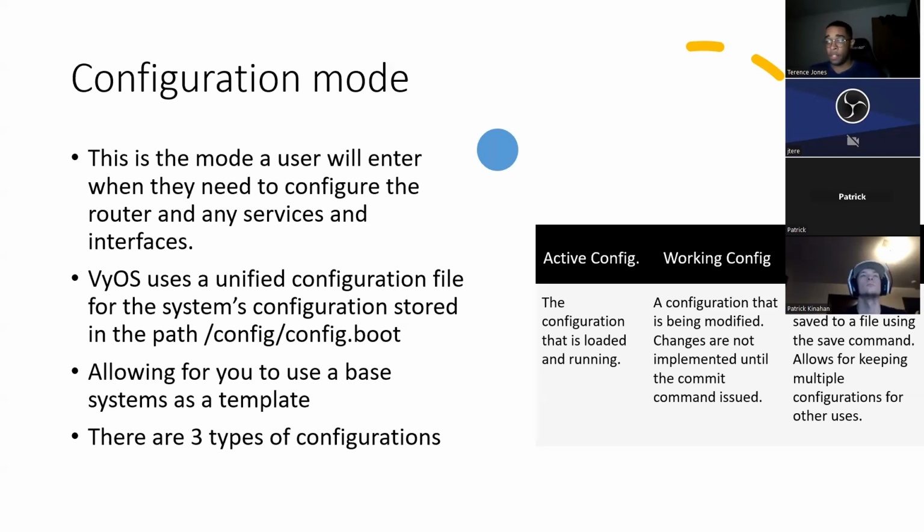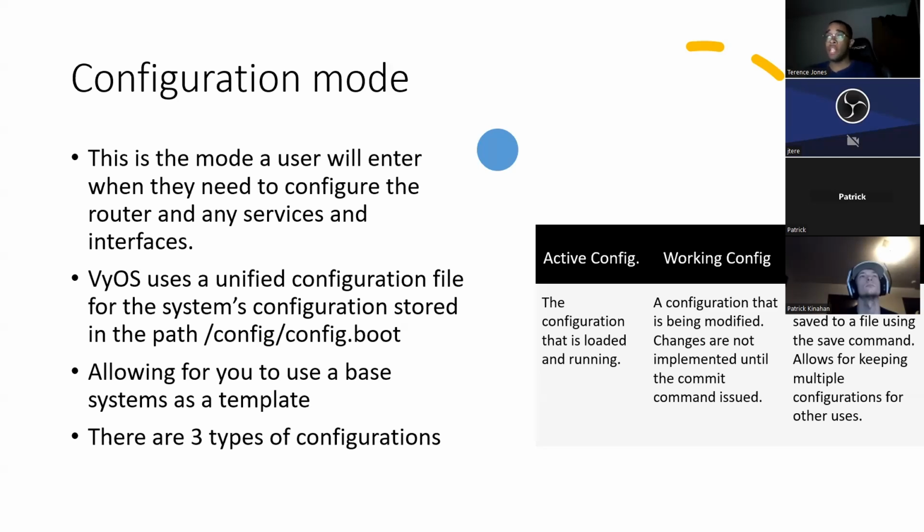And then the next type of configuration is a working configuration. This is a configuration that is being modified, that's in the process. So while you do have an active configuration, the working configuration is while you're making changes to something else. And while you're doing those changes, they are not implemented yet until you issue the commit command, which I'll go into a little bit more detail of. But even if you do another type of configuration, it's not always implemented right away. Sometimes it has to be committed in certain situations first before you can use it.